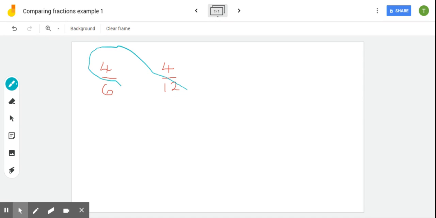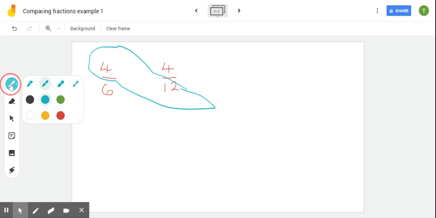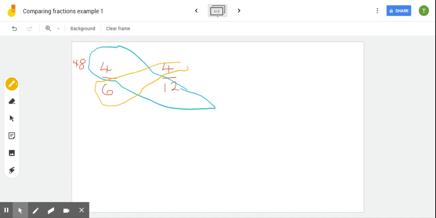4 times 12. 4 times 12 is what? 4 times 12 is 48. Let's write 48 here. And the second one, 6 times 4. 6 times 4 is 24. I'll write 24 here.